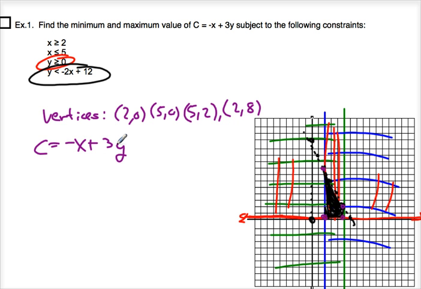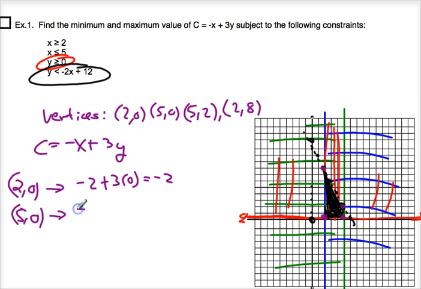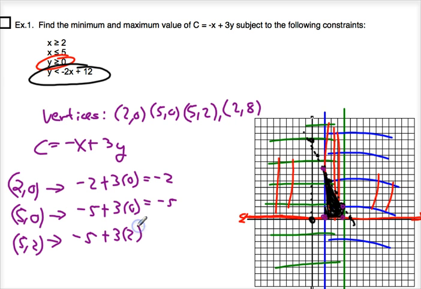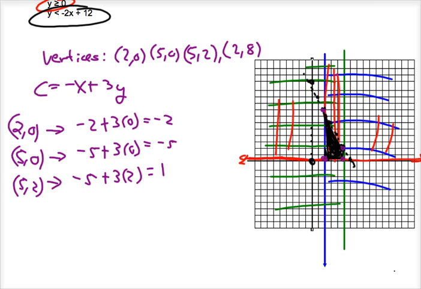So now all we do is plug these vertices into the objective function. I'm going to plug in (2, 0). That would give me negative 2 plus 3 times 0, which is negative 2. I'm going to plug in (5, 0). That would give me negative 5 plus 3 times 0, which is negative 5. I'm going to plug in (5, 2). That would be negative 5 plus 3 times 2, which is 1. And finally, plug in (2, 8). That would give me negative 2 plus 3 times 8, and that would be 22.